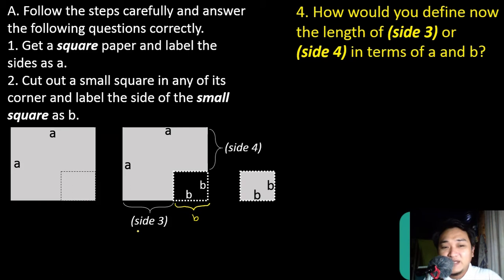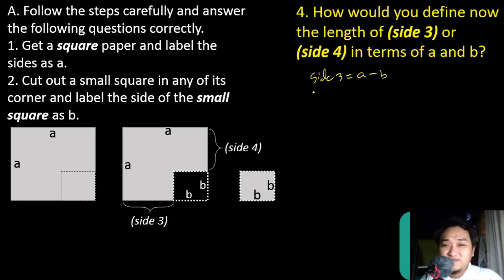So therefore, gaano kahaba si side 3? That is simply, kung yung haba niyan is A, tas yung haba nito is B, therefore, yung natira, we could actually express that as side 3 is equivalent to A, yung mahaba, bawasan natin ng B or minus B.